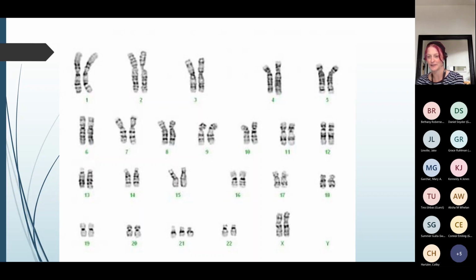Anybody else want to chime in? Wouldn't that be 47 in this case, because there's an extra one on number 21? Correct. So you would say 47, comma, XX, comma, and then what would you do? Would you put plus 21? Perfect, Tess. You guys are rock stars. I didn't give you anything hard like a deletion on Q, but overall, great job, guys.